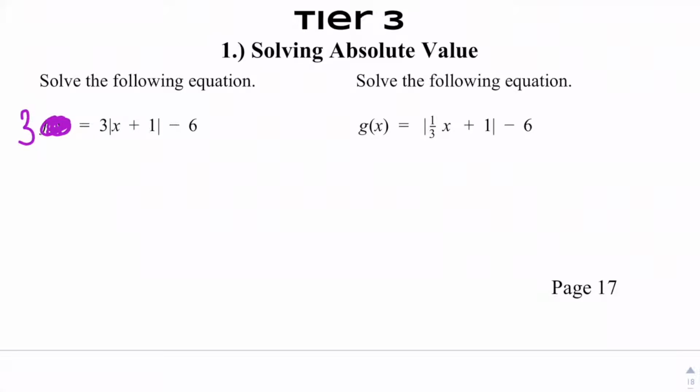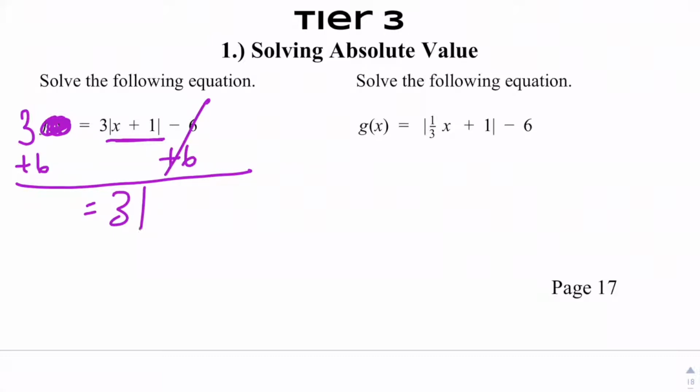The very first thing I'm going to do is treat this absolute value expression within the equation like a variable, and we want to isolate it. To do that, the first thing I need to do is add 6 to both sides. That cancels that 6 out. It leaves me with 3 times the absolute value of x plus 1. 3 plus 6 is 9.